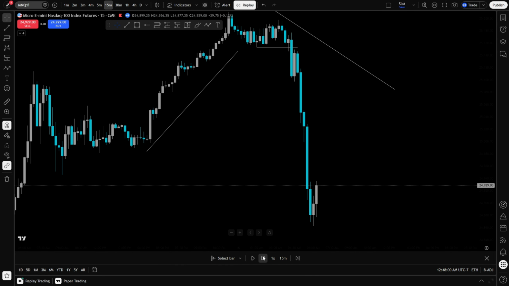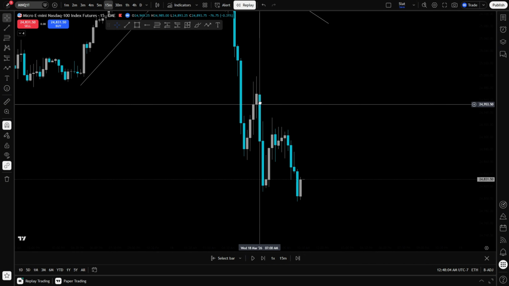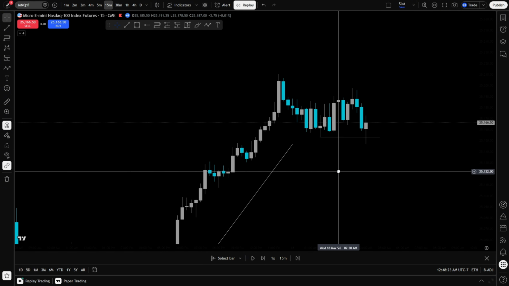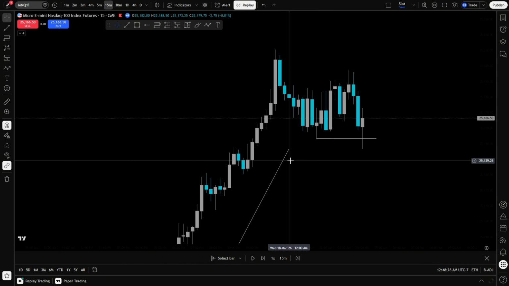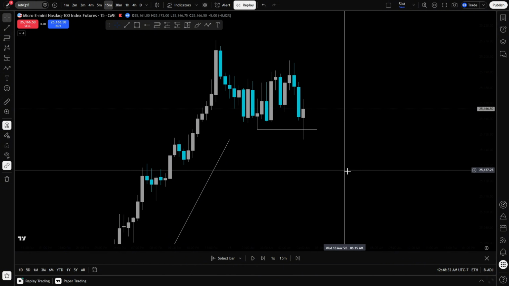That is a market structure shift. See, and we continue going bearish. You can see we are in a bullish trend, right? Price comes and sweeps this low right here. Now, I have a question for you guys. Is this a market structure shift?